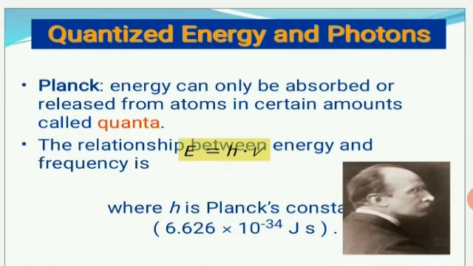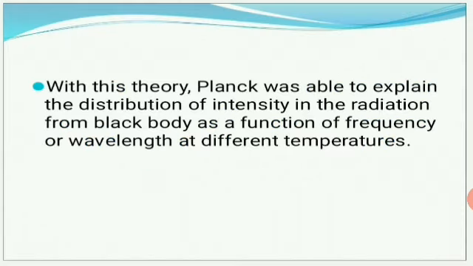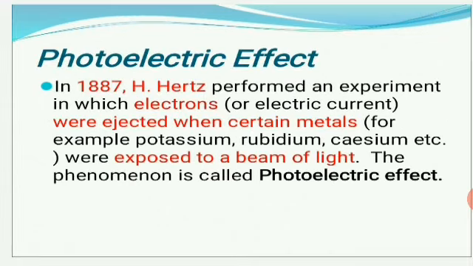There is a relation between the energy and the frequency: the energy is directly proportional to the frequency, and when we remove this proportionality sign, it will be E = hν. h is known as Planck's constant, having a value of 6.626 × 10^-34 joule-seconds. With this theory, Planck was able to explain the distribution of intensities in the radiation from a black body as a function of frequency or wavelength at different temperatures.